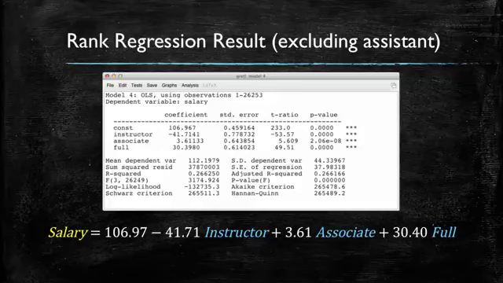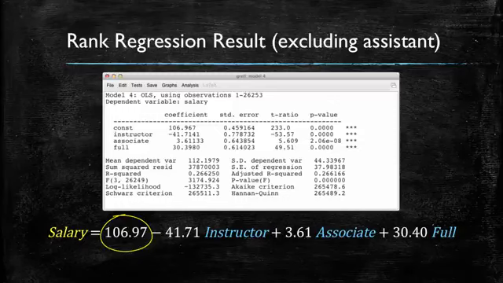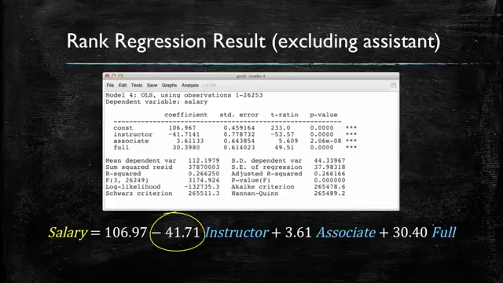This is the regression output of a model that excludes assistant and instead uses an instructor dummy variable. So in this case, if all three dummy variables are turned off, the intercept represents the salary of an assistant professor, which is going to be 106. Meanwhile, the coefficient for instructor is going to be a minus 41.71, and this is the difference how much less an instructor earns relative to an assistant.